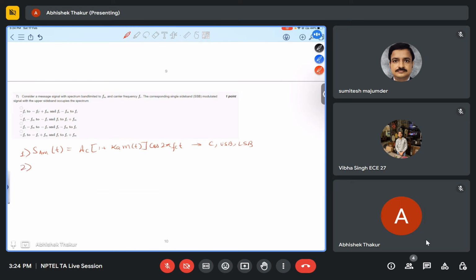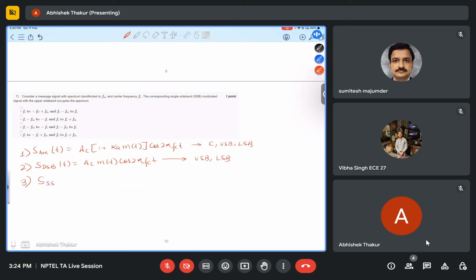The next we studied is DSB signal. So the equation is given as Ac m(t) cos of 2 pi fc t. So this signal have only USB and LSB. So the carrier is not present in the DSB signal. So the extra power which is required to transmit, that is the carrier power, is not required. So this is the advantage of DSB signal.